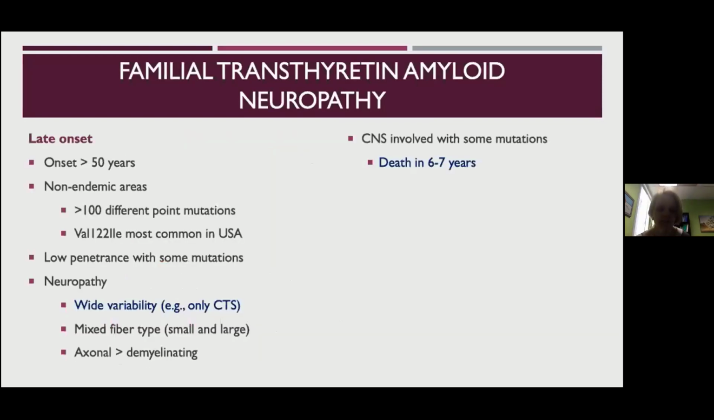In contrast, the late onset familial transthyretin amyloidosis onset is typically in patients over 50 years old. In non-endemic areas, like in the United States, the V122I mutation is the most common one. It has low penetrance with some mutations, and that's the reason why just genetic testing is not sufficient to start therapy. So neuropathy can have a very wide variability. For instance, patients can have only carpal tunnel syndrome. It's typically of a mixed fiber type, both small and large. It's more axonal than demyelinating. And the CNS can be involved with some mutations. Untreated death is typically after 6 to 7 years.